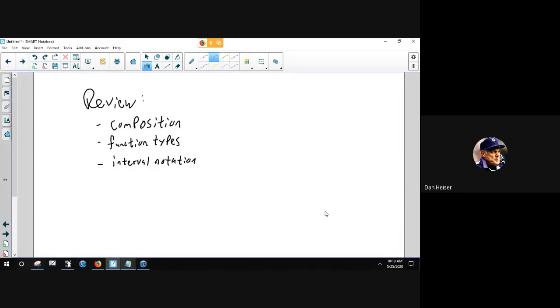Finally, just a few other things to review then for this section of material. There's a video on function composition. There's one that covers the different function types that you need to be responsible for, for example, linear, quadratic, and so on. And make sure that you can identify each of those types verbally, visually, algebraically, etc. And it wouldn't be a bad idea to review interval notation also.